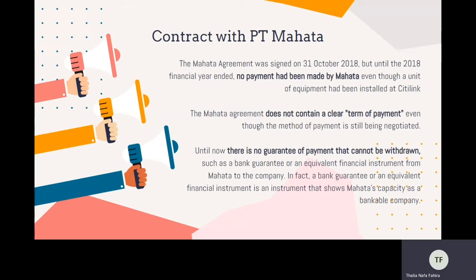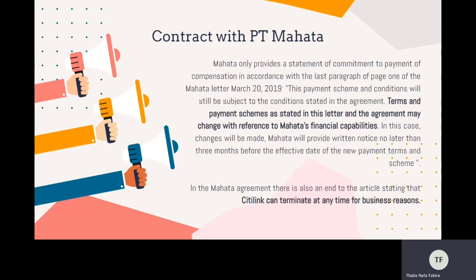Until now, there is no guarantee of payment that cannot be withdrawn, such as a bank guarantee or an equivalent financial instrument from Mahata to the company. In fact, a bank guarantee or an equivalent financial instrument shows Mahata's capacity as a bankable company. Mahata only provides a statement of commitment to payment of compensation in accordance with the last paragraph of page 1 of the Mahata letter of March 2019, which states, this payment scheme and condition will still be subject to the conditions stated in the agreement.